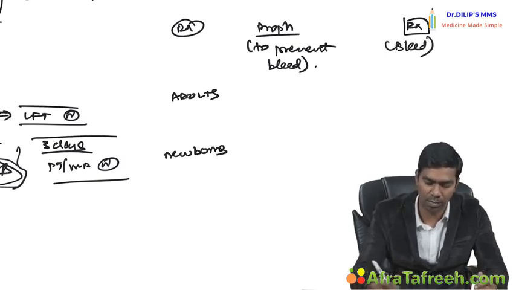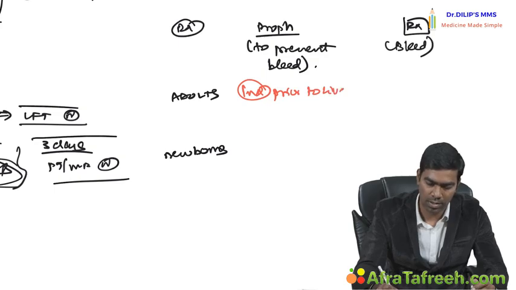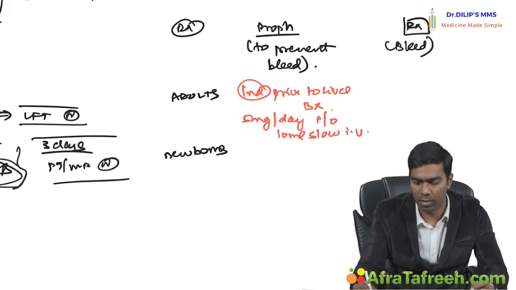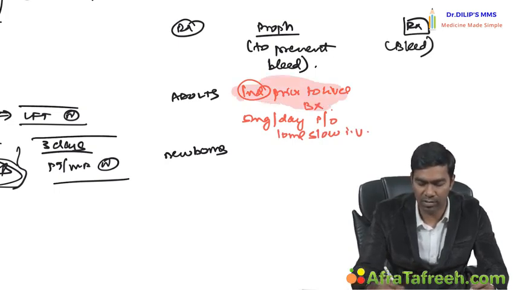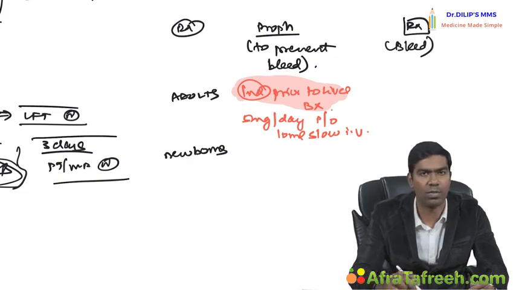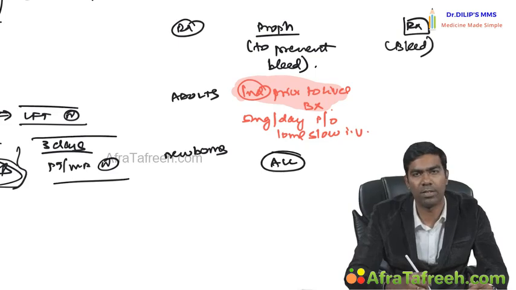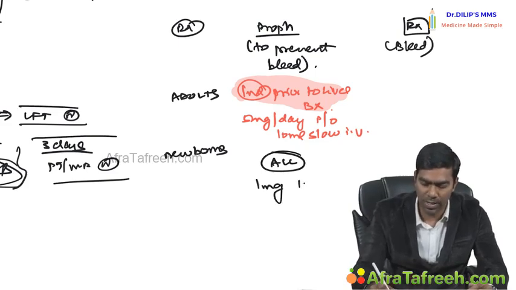In adults, the only indication for prophylaxis is prior to liver biopsy. Typically we give a 5 milligram per day oral dose or a 10 milligram slow IV dose prior to liver biopsy. This is the only indication in adults where I give prophylactic vitamin K; otherwise we don't give it at all. In newborns, all newborns have to be given prophylaxis. The typical dose is 1 milligram IM.